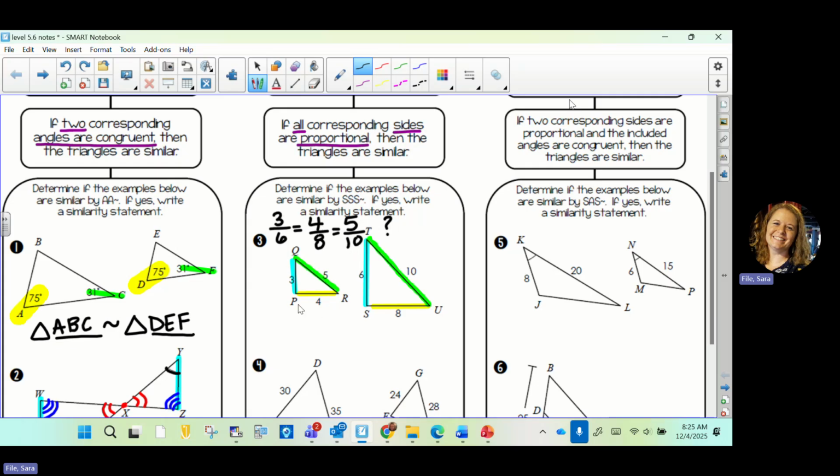This triangle is half. Each side is half the length of the large triangle. So that's proportional because they're all the same ratio. So this one would be yes, they're similar. And so then I would write my similarity statement and I would name them and I would pick any order I want for the first triangle. How do y'all want to name this one on the left? QPR.